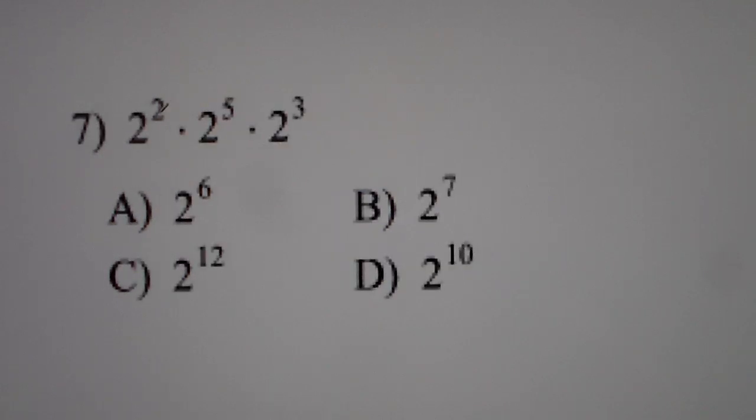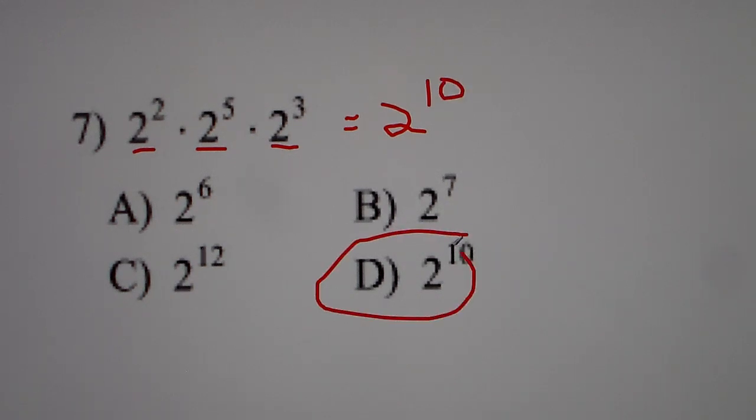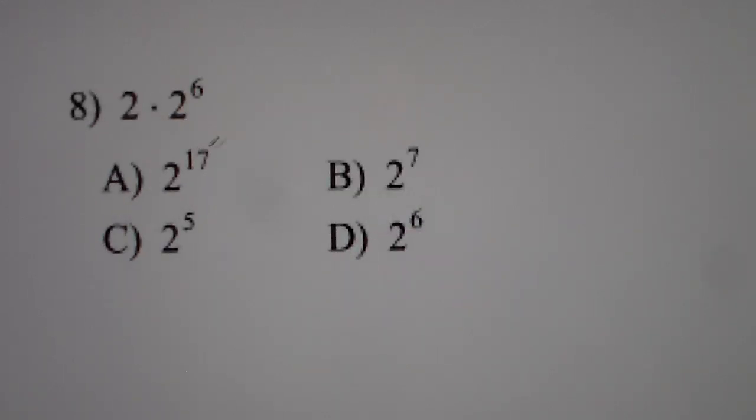Number 7, 2 to the power of 2 times 2 to the power of 5 times 2 to the power of 3. Oh boy, but they're all the same base, so we're okay. They all have a base of 2. So it's going to be 2 to the power of, 2 plus 5 plus 3 gets us 10, so it's 2 to the power of 10. Can't forget about the imaginary 1. 2 to the power of 1 times 2 to the power of 6. 1 plus 6 gets you 7. So you have 2 to the power of 7.